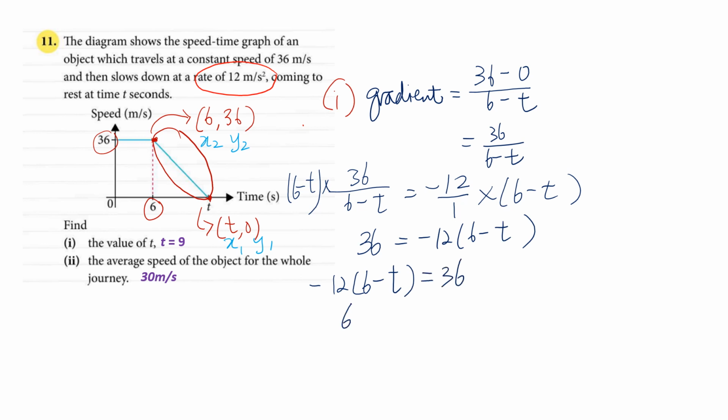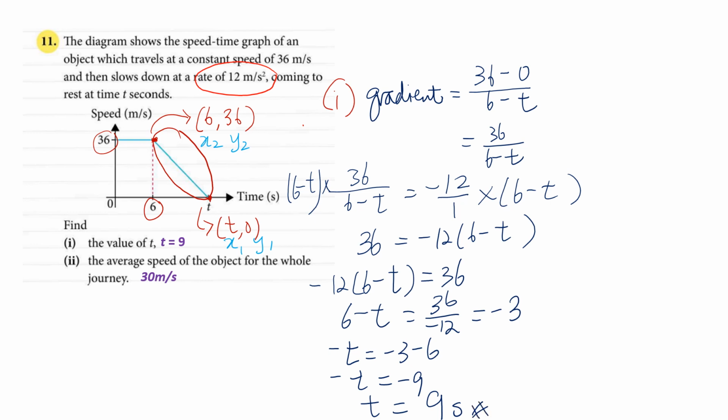Alright, you can divide both sides by negative 12. So 36 divided by negative 12 will give you negative 3. So negative t will be negative 3 minus 6. Negative t is equal to negative 9. So therefore t is equal to 9 seconds.